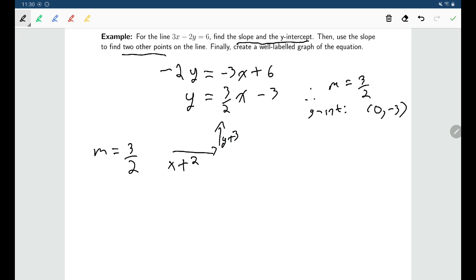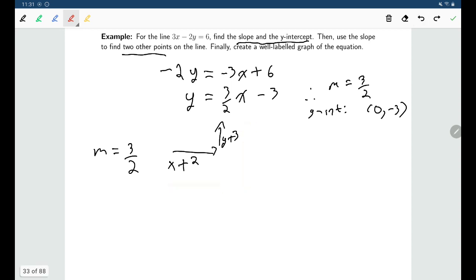So to go from one point to the next using our slope, we'll increase our x values by 2. That'll make us go 2 to the right. We'll increase our y values by 3. That'll make us go 3 up. In other words, that'll make us travel with a slope of 3/2.